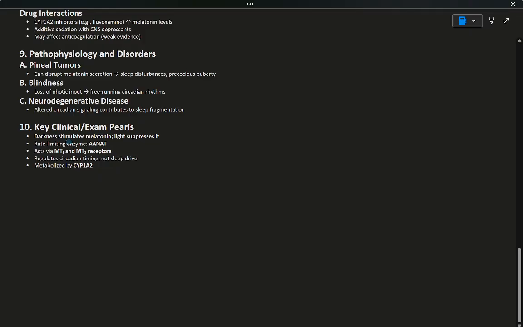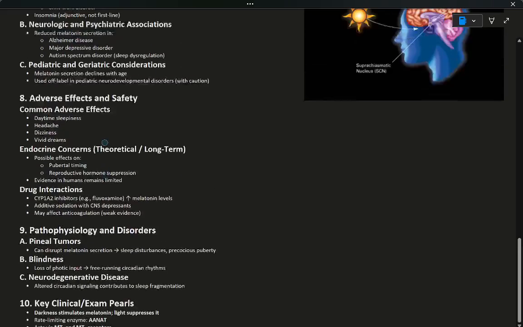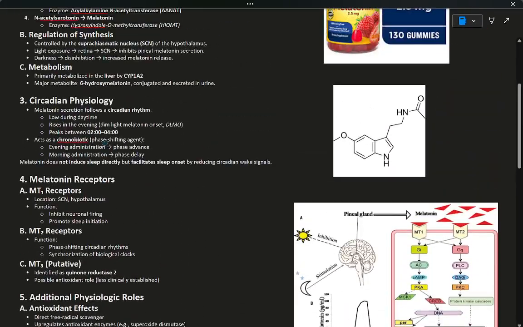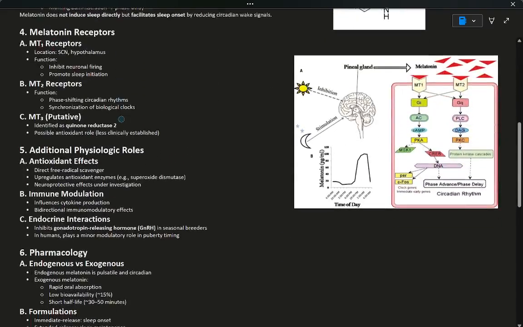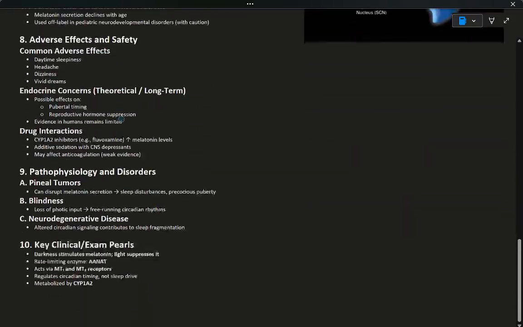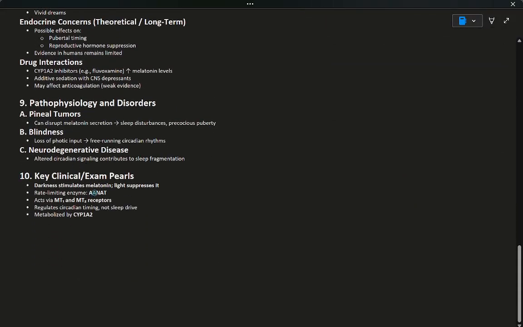So, to wrap things up, here are some key principles to take away from this video. First one being that darkness stimulates melatonin while light suppresses its release and production. The rate-limiting enzyme for melatonin synthesis is AANAT, which once again stands for arylalkylamine N-acetyltransferase. Anyways, you probably won't have to memorize that, but that's there if you want to know it.